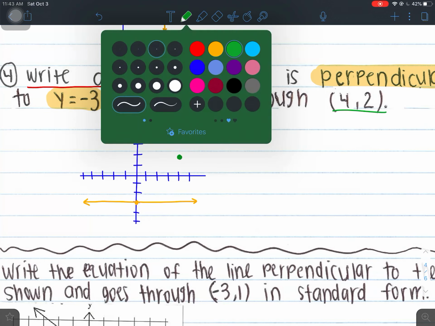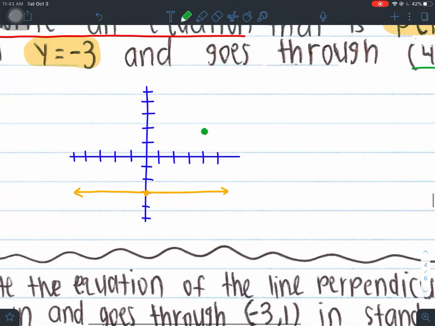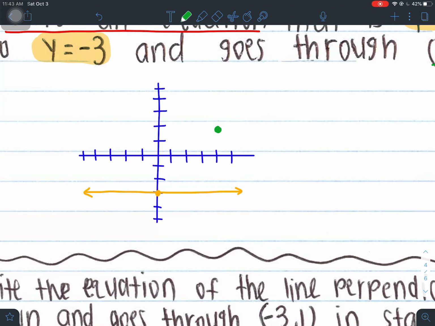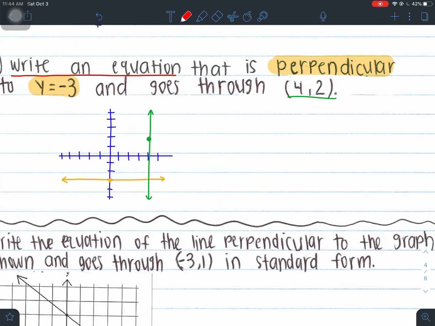So they want me to create an equation for a line that goes through that green point and is perpendicular to that yellow line. The yellow line's running left to right. So for my green line, would I want it to run left to right as well, or would I want it to run up and down? If I make my line run left to right like this, what kind of line did I make? I made them parallel. I want them to be perpendicular, so this line's going to go straight up and down through that yellow one. Let's go ahead and write the equation.